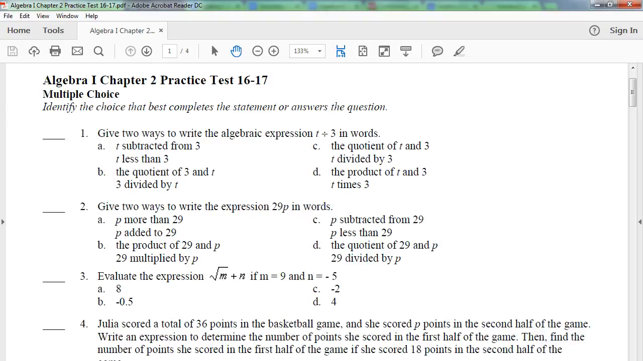Hello, this is Mrs. Ellison, and this is a work through of the Algebra 1 Chapters 1 and 2 practice test for 2016-17. We'll get started with number 1.